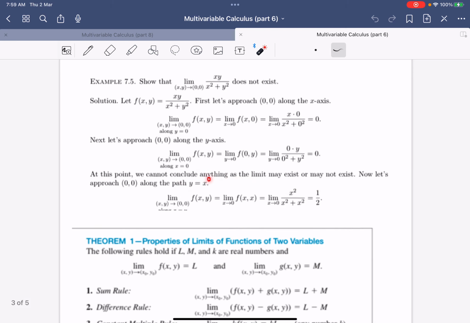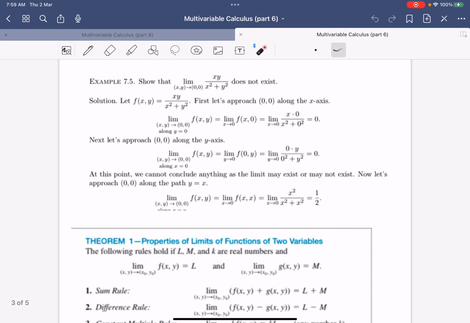So now we try the path y equals x. And using this path, we can actually show that the limit value when you're traveling along y equals x is half instead. As a result, this path has a different limiting value compared to the others earlier. And so the limit of xy over x squared plus y squared does not exist.